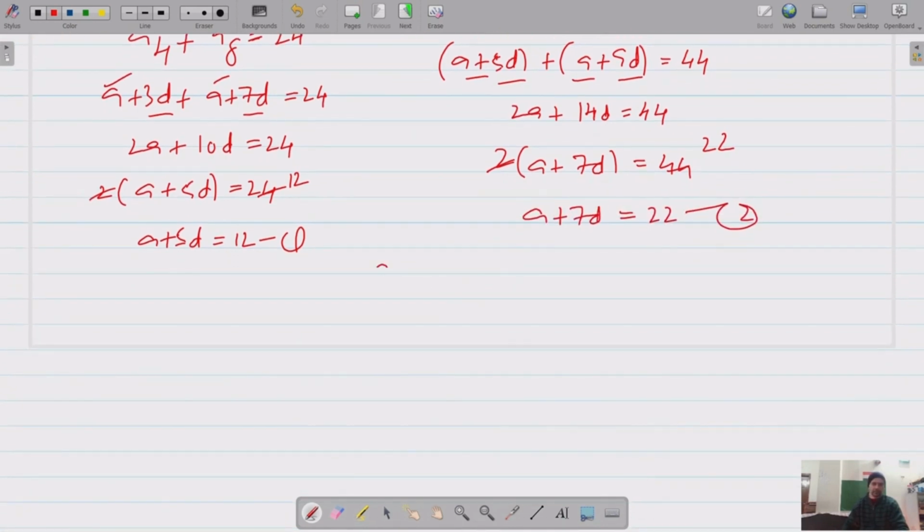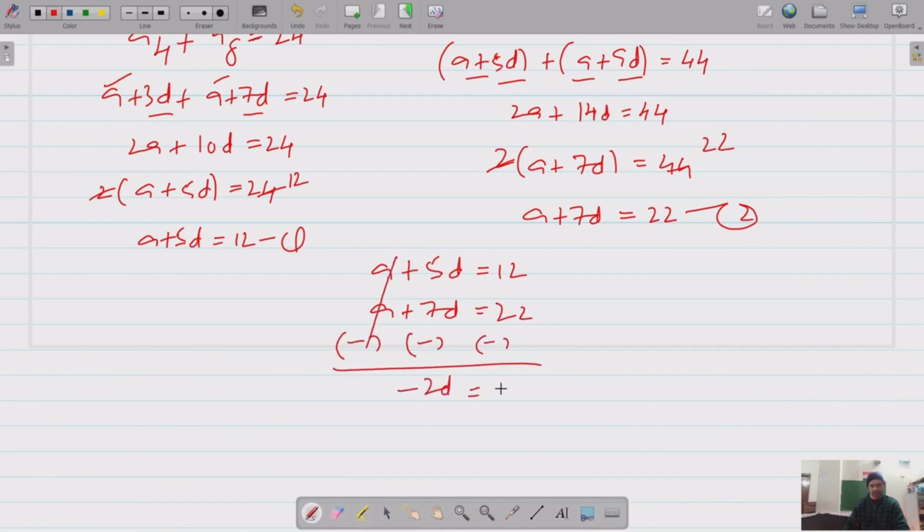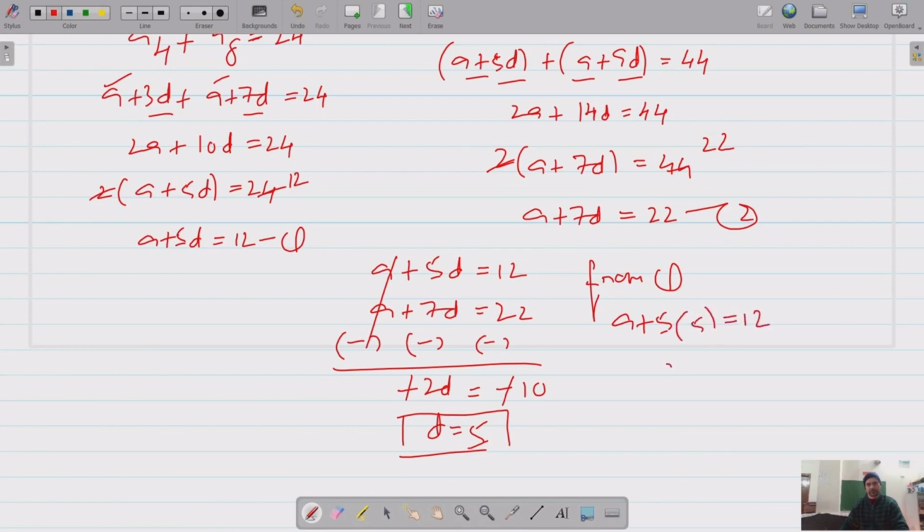So we have the two sets of equations, and if we subtract them first, that should give us the value of d. So subtracting means changing the sign of the second equation. So it's minus 2d and it's minus 10, which gives us d is 5. So d is 5, and from 1, a is 5 into 5 is equal to 12. That is equal to 12 minus 25, which gives us negative 13. So a is negative 13.